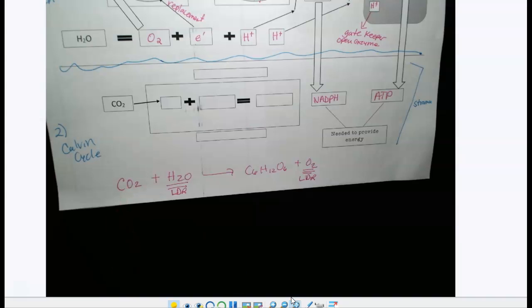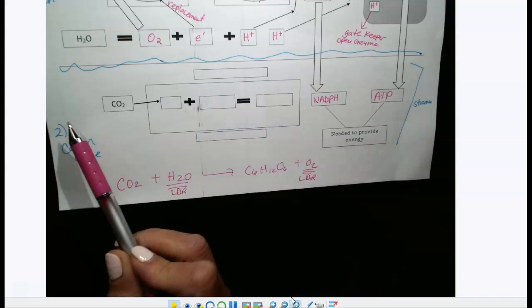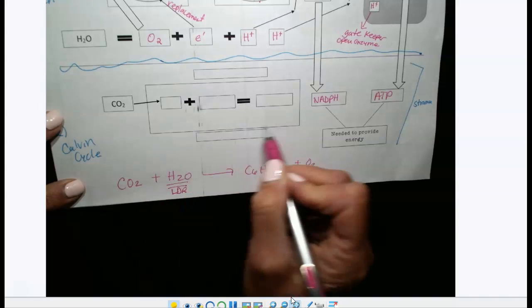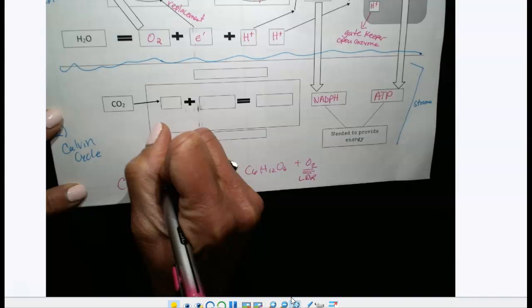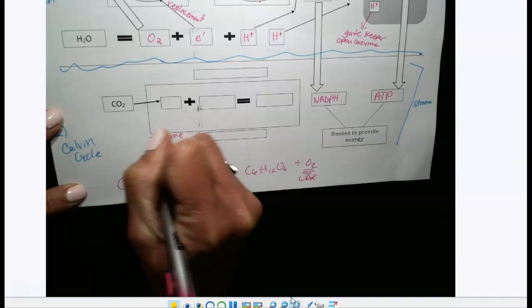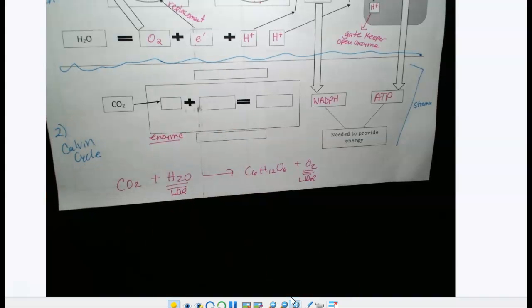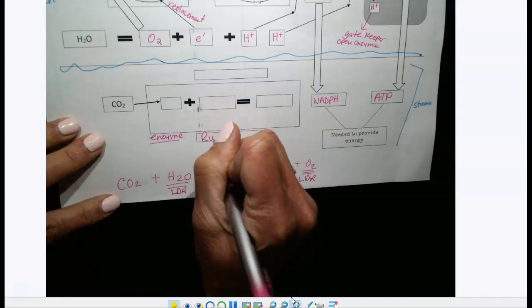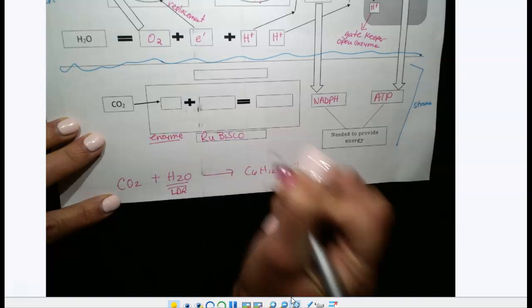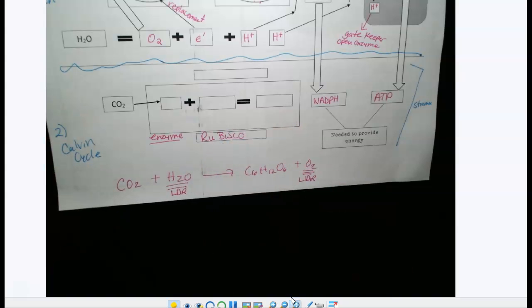Okay, so now the second part is where we're going to look at the carbon dioxide and the glucose. This is the Calvin cycle. This box right here represents an enzyme. I'm going to write enzyme. That enzyme has a weird name. It is called rubisco. R-U-B-I-S-C-O. Like not Nabisco crackers, but rubisco.